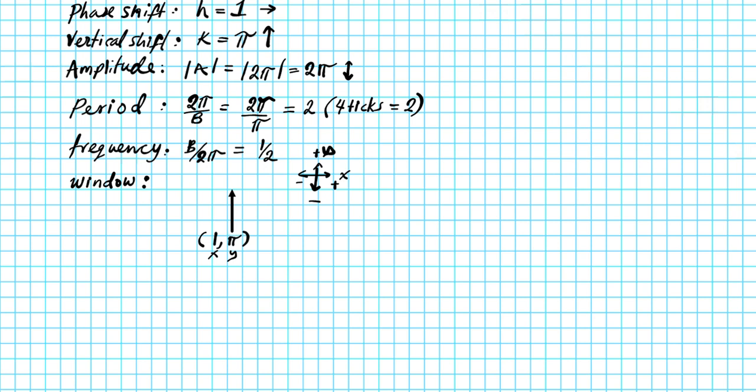So up to the maximum, and then down to the minimum using the amplitude, and then we're going to graph one period to the right and one period to the left. That's what the problem asks us to do. So let's go ahead and put in the measure.